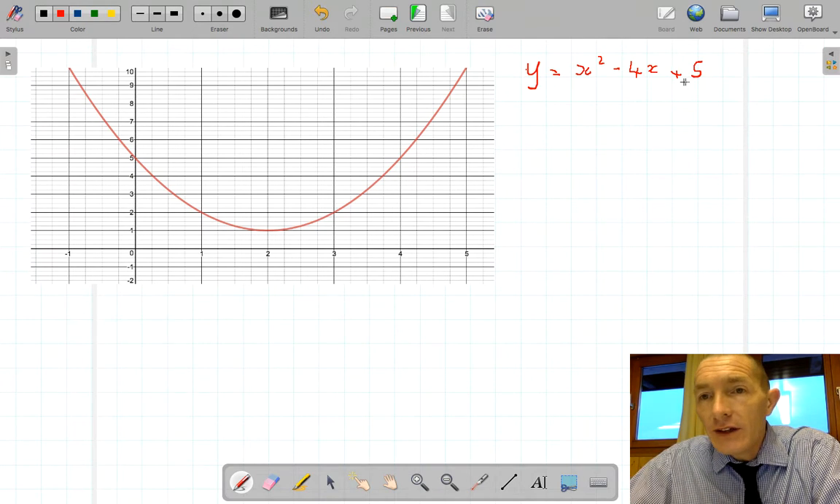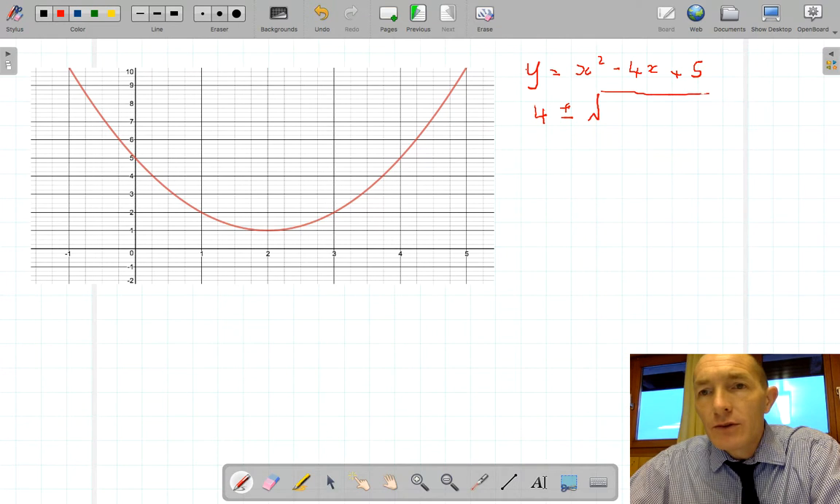Now here is the equation of the curve, and what I'm going to do with this is I'm just going to try and solve it using the quadratic formula. So that has minus b, so that's going to give me 4, plus and minus b squared, that's minus 4 squared, of course is 16, minus 4 times a times c, so that's going to give me minus 4 times 5 is minus 20.